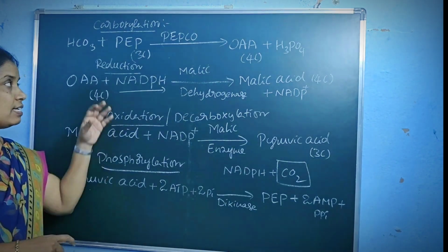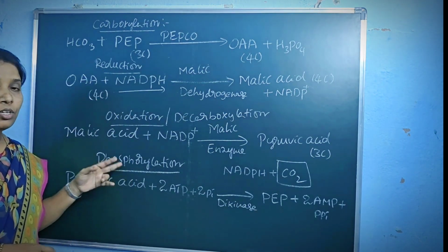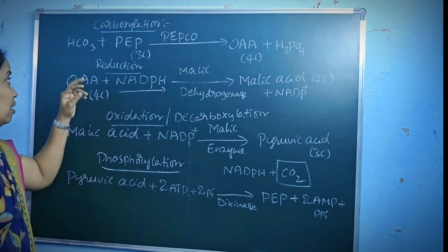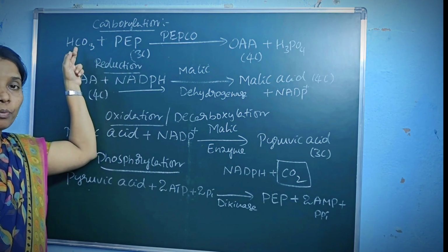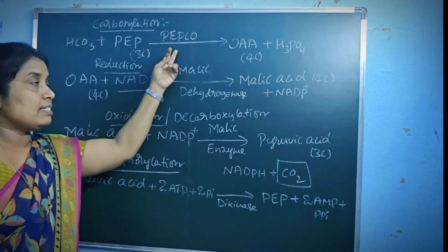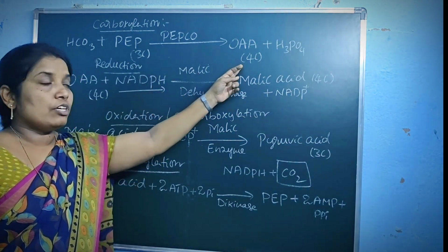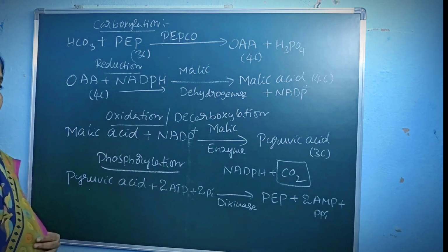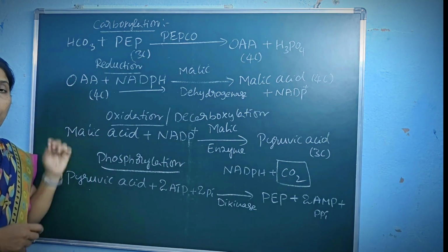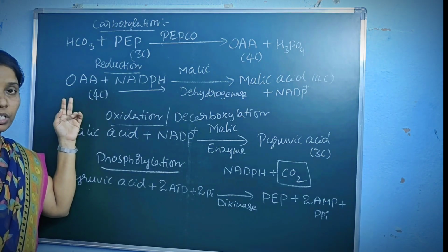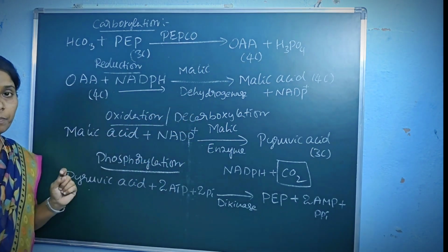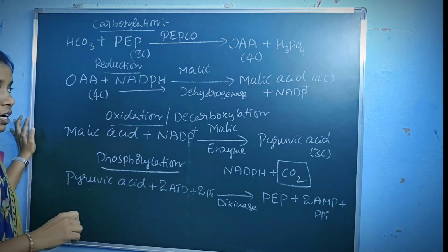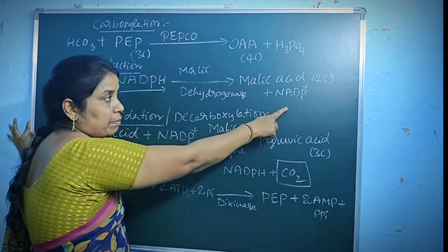So okay students, these are the steps involved in the CAM cycle. Initially the first step is a carboxylation reaction where PEP is accepting bicarbonate ions. In the presence of the enzyme PEPCO, it converts into a 4-carbon compound, that is oxaloacetic acid. The second step is a reduction reaction. Oxaloacetic acid is going to be reduced to malic acid. With the help of NADPH, NADPH is converted into NADP plus.